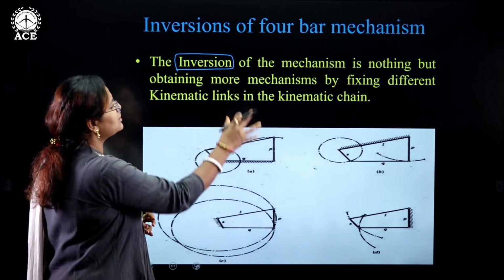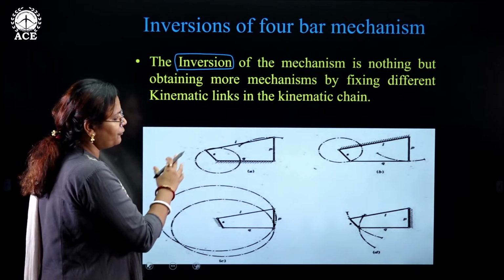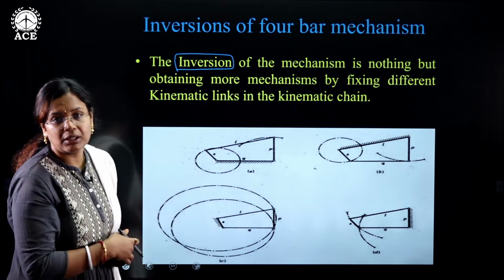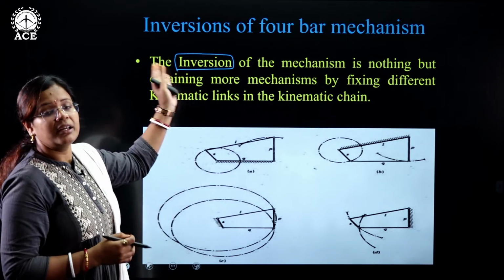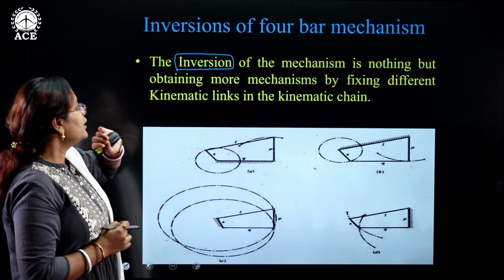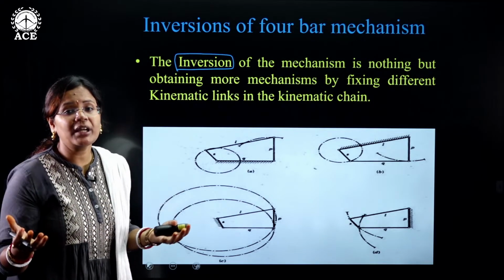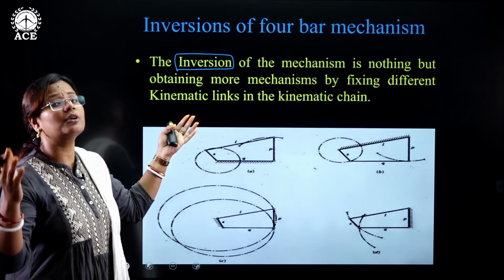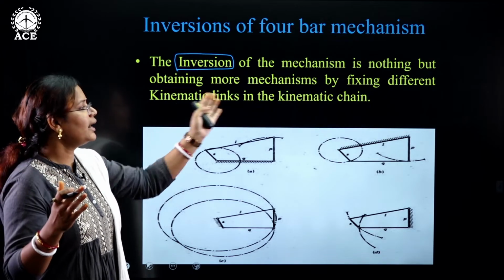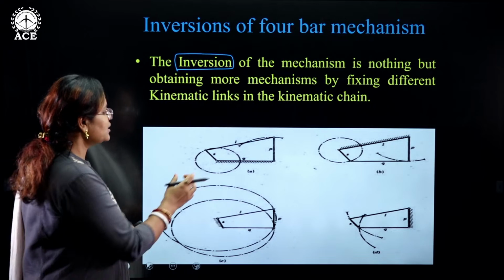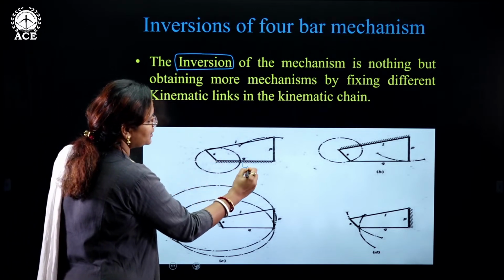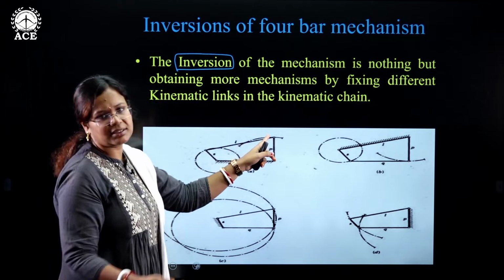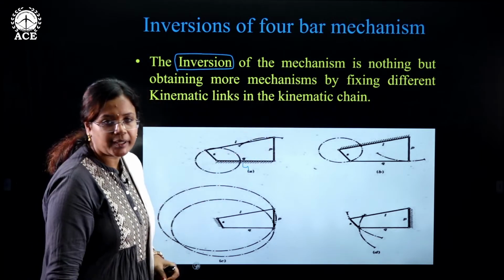So first of all, let us see how the behavior of fixation of each link is shown in a 4-bar mechanism. So what is inversion again? Inversion is nothing but obtaining more mechanisms by fixing kinematic links, one at a time. Okay, so let us say here link 1 is fixed. So you obtain one crank and one oscillating link. The same example that I have given for a 4-bar mechanism.